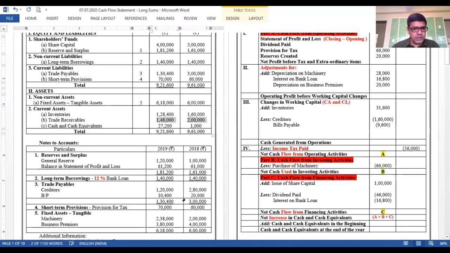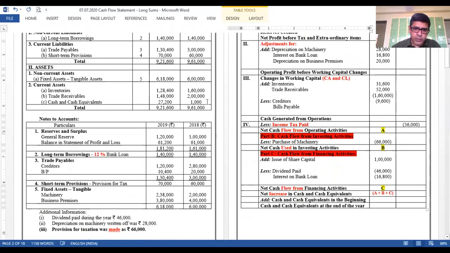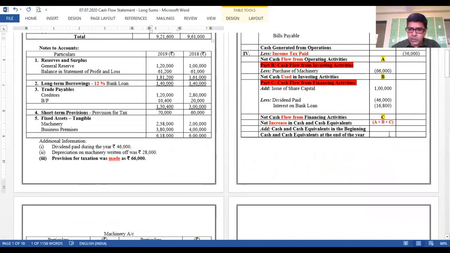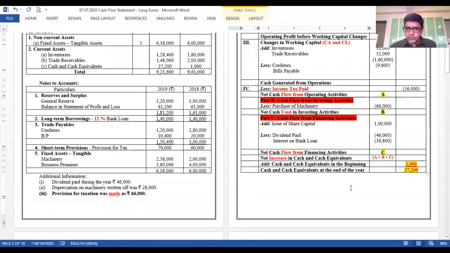Okay. Done. After inventories, trade receivables has increased from 2 lakh to 148. Again, asset decreases, its inflow. Same place. After inventories, I shall put it over there. Over here, trade receivables. Right. Amount is 52,000. Okay. Finally, we have cash and cash equivalents. Opening balance can be seen as 1,000 and closing 27,200. Let us put these two values over here. Opening is 1,000 and closing is 27,200. So that's all. Let us get the totals.